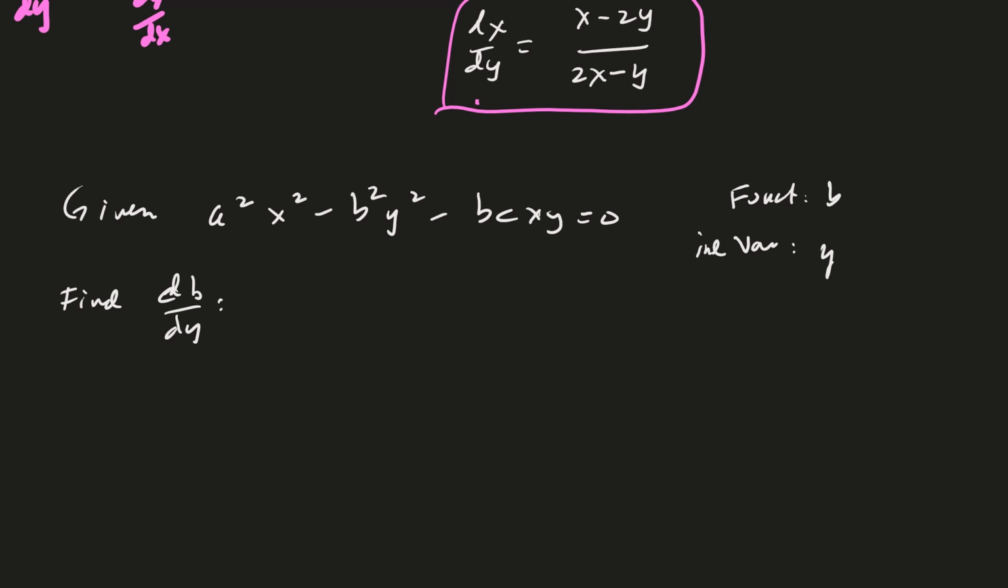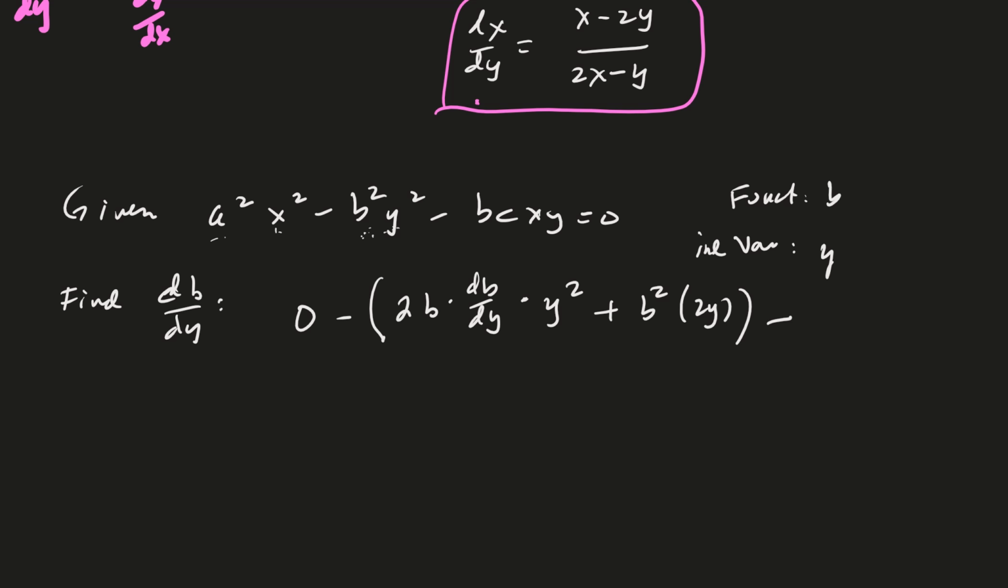And so in a squared x squared, that's all constant, so that derivative is 0. Minus, now this is going to be a product rule, and so we're going to have 2b times db over dy. That's the derivative of b squared times y squared plus now b squared times the derivative of y squared, and y is our independent variable, right?